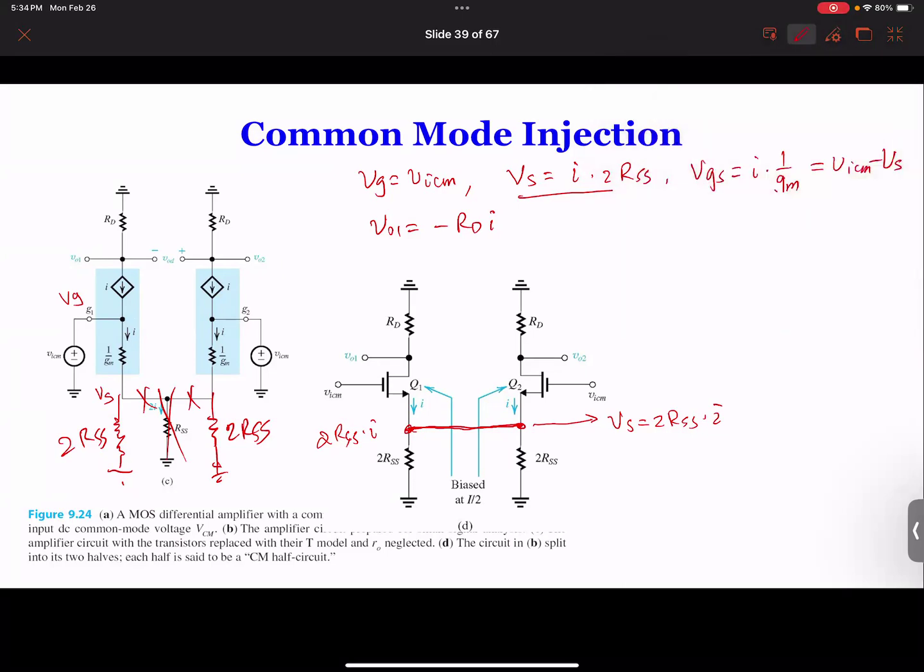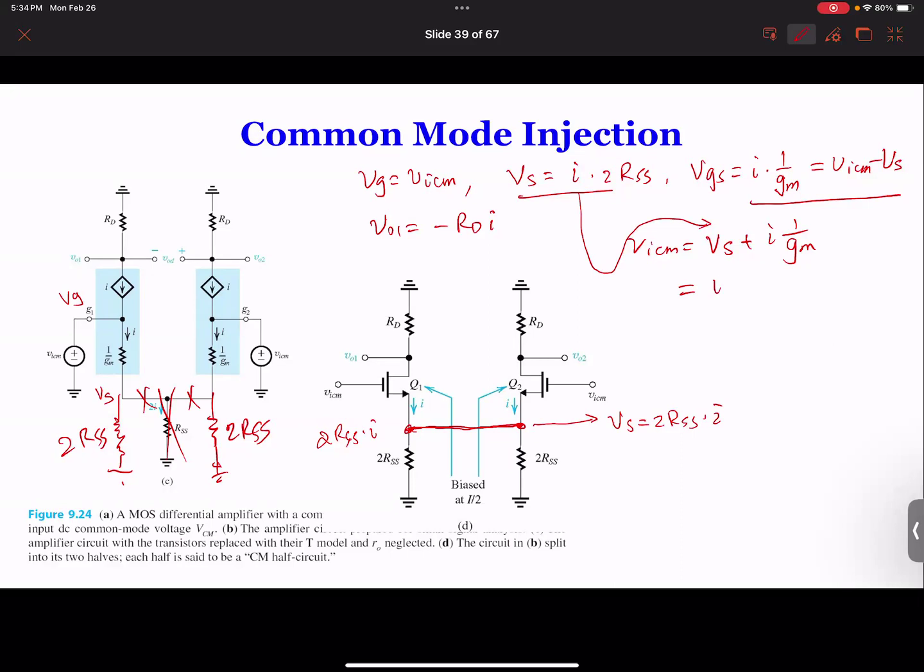Okay, let me start off over here. VGS is this one here. So VICM equal to VS plus I over 1 over GM. And then VS, we plug in VS over here now. So we get I times 2 RSS plus I over GM. So this is what we get here. Okay, now we have VO1.